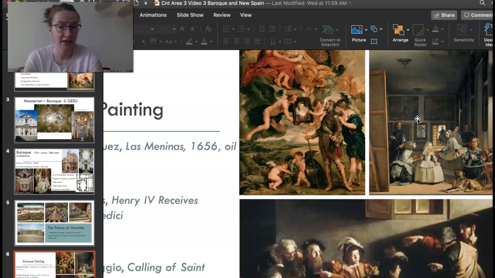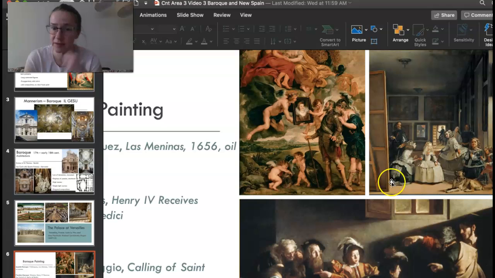Remember that Velázquez becomes a court painter for King Philip IV in Spain, so he's working solely for King Philip. And we see naturalism in the figures, so this is kind of a family portrait. We see figures that were realistic to those that would actually be in the palace, and so he's actually working with live models.